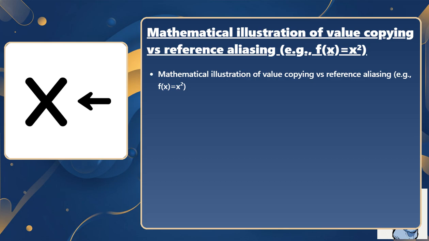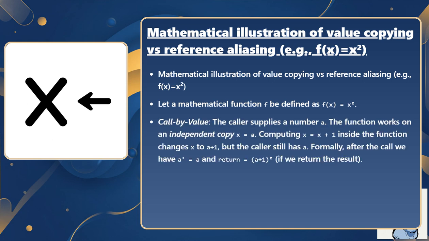Mathematical illustration of value copying versus reference aliasing. For example, f(x) = x squared. Let a mathematical function f be defined as f(x) = x squared. Call by value: the caller supplies a number a. The function works on an independent copy, x = a. Computing x = x + 1 inside the function changes x to a + 1, but the caller still has a formally. After the call, we have a' = a and the return equals (a + 1) squared if we return the result.